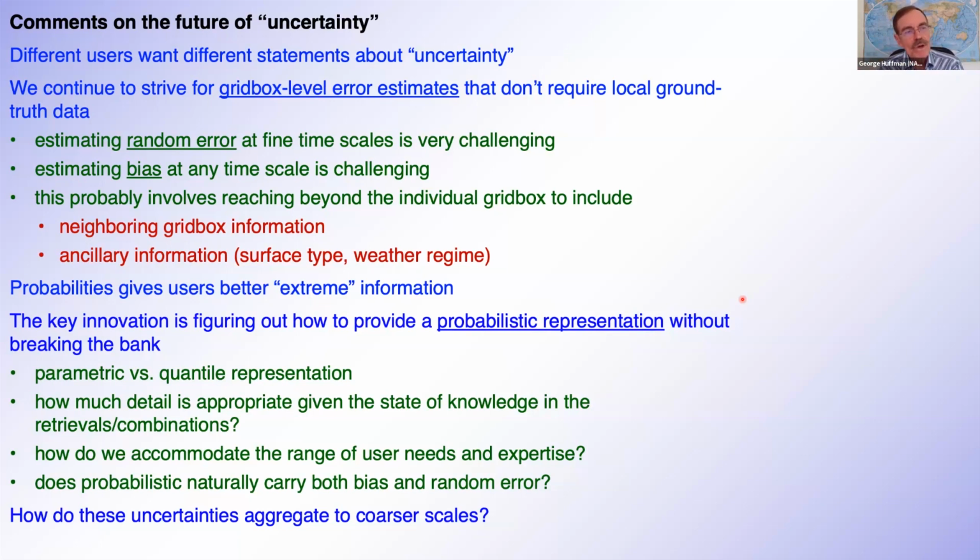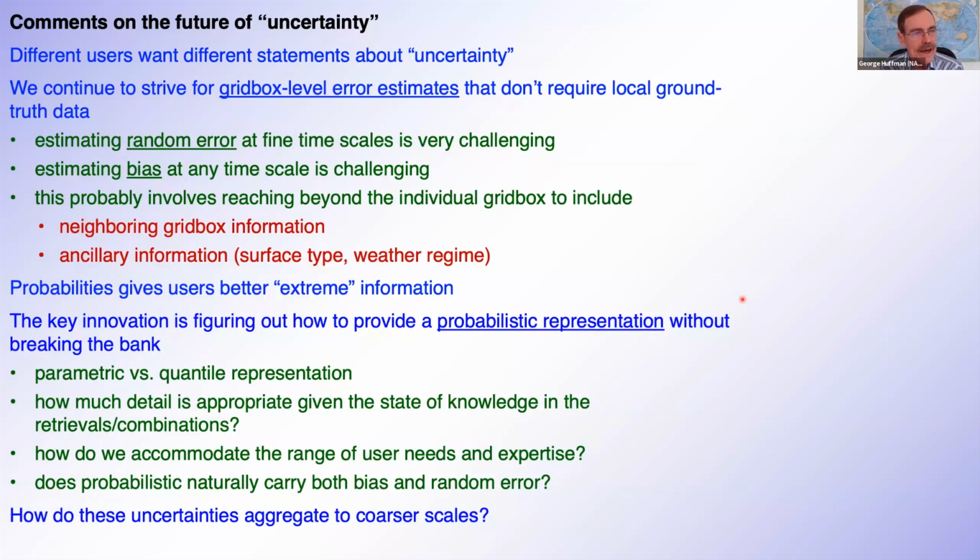Okay, so we on the producer side continue to strive for grid box level error estimates that don't require local ground truth data, because over, pick a number, 85% of the globe, we don't have that local ground truth data. Estimating random error at the fine time scales is really challenging. Bias at any time scale is challenging because we don't have the ground truth data. And so we've got to parameterize it based on ground validation studies in a few places.